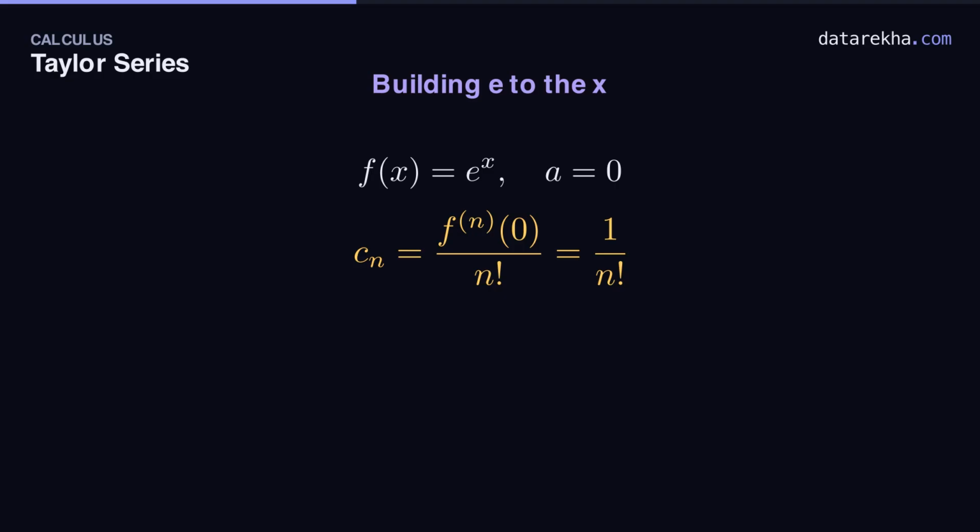The factorials are handed to us for free, and out falls one of the most beautiful formulas in all of mathematics. e to the x equals 1 plus x plus x squared over 2 factorial plus x cubed over 3 factorial on and on. We derived it term by term from nothing but derivatives.